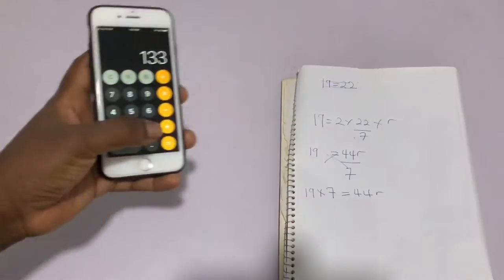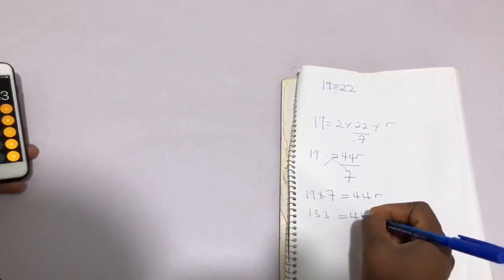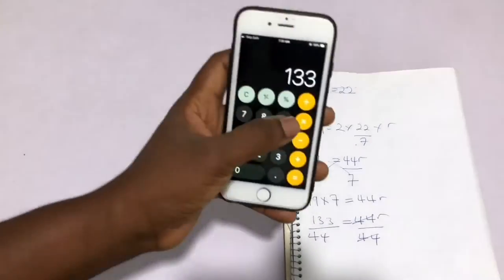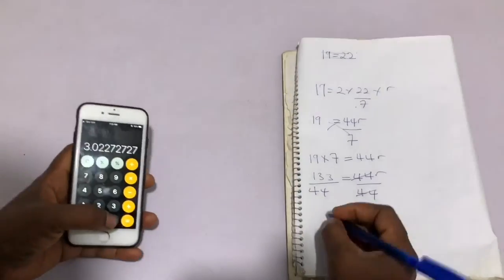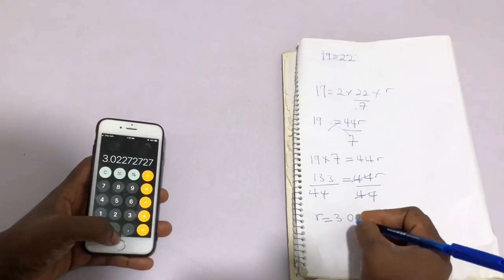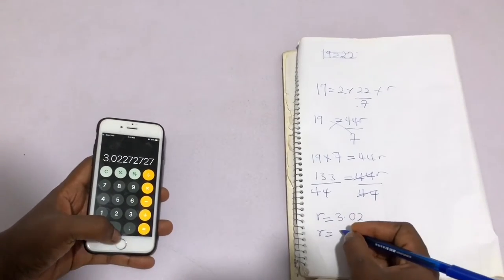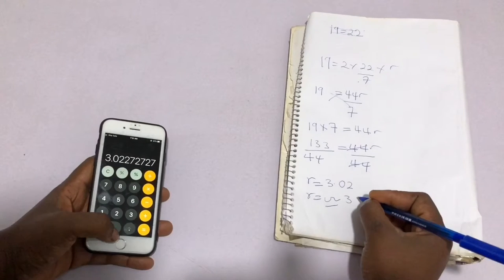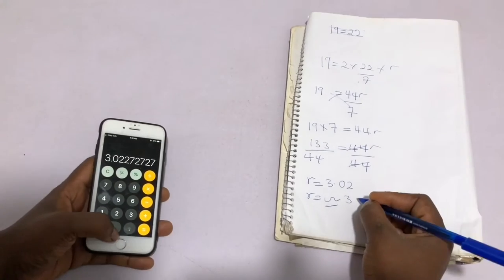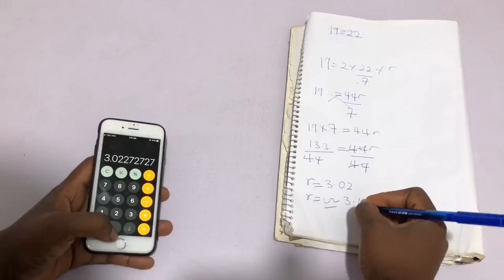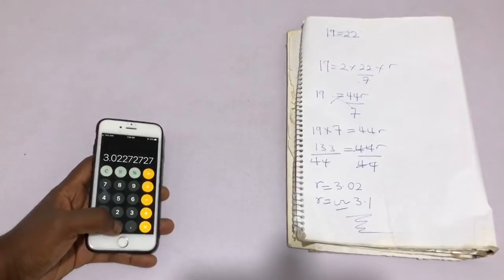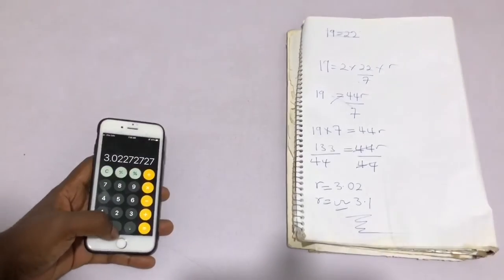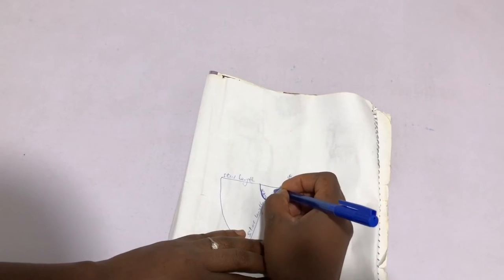You multiply your waist circumference by 2, and then you apply your formula for finding the radius of a skirt, which is 2 times 22 over 7 times r. So we have 19, which is 9.5 times 2, equal to 2 times 22 over 7 times r, and then you have 19 equal to 44r divided by 7. When you cross multiply, you have 133 equal to 44r, and you divide both sides by 44, which gives us 3.02, approximately 3.1.